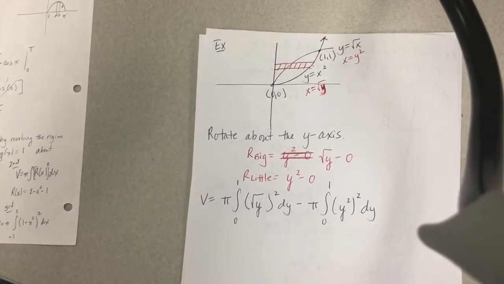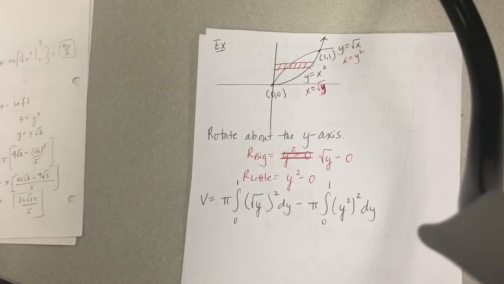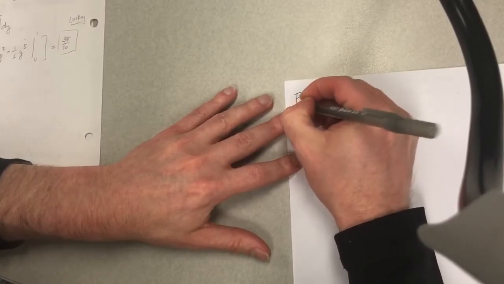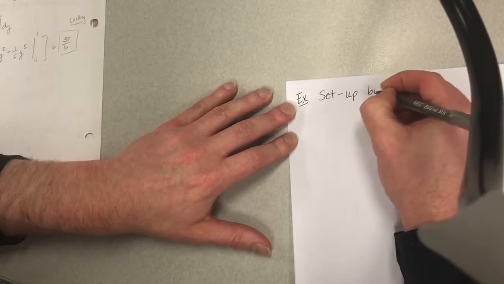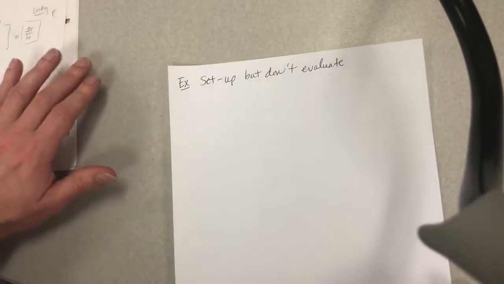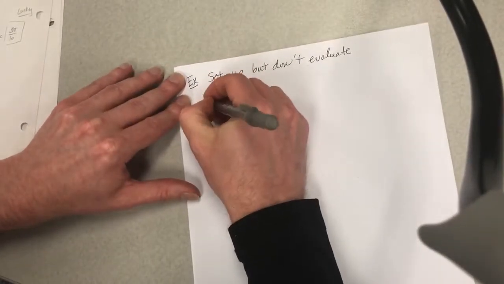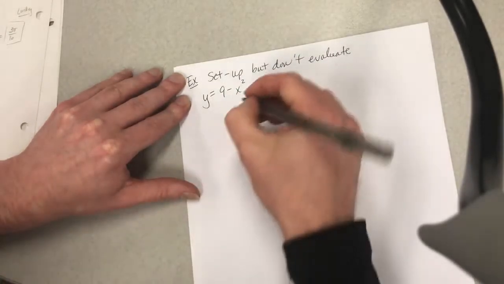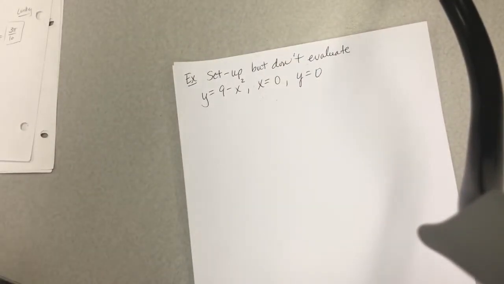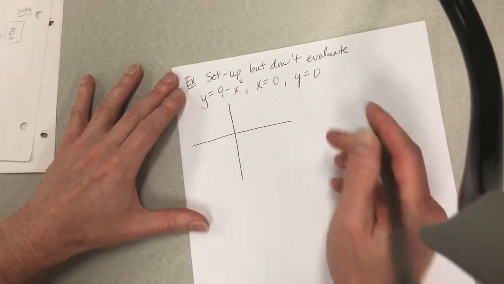Okay, so let's take an example, and we're just going to set up a whole bunch of different things with it. Okay, so we're going to set up, but do not evaluate. Okay, so a lot of times they're going to look like this. So we have the region y is equal to 9 minus x squared, x is equal to 0, and y is equal to 0. So we're going to graph that region right there. So we're going to need to draw a graph every single time we do these.